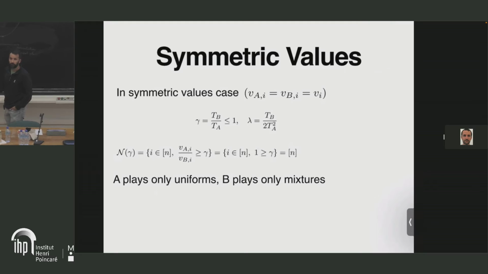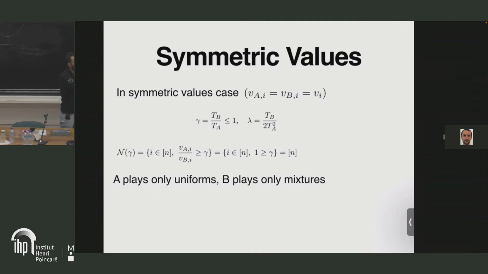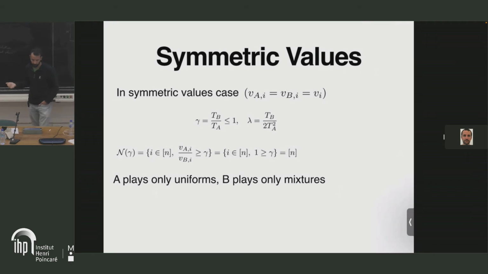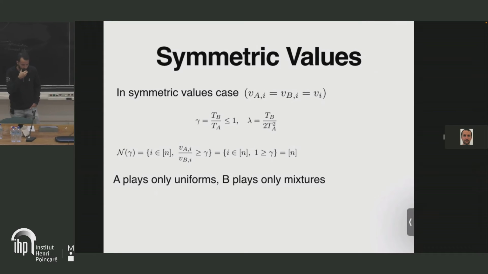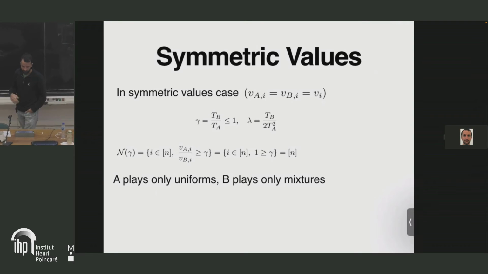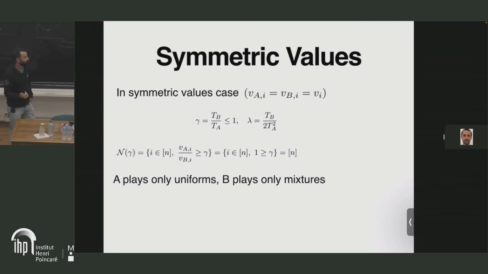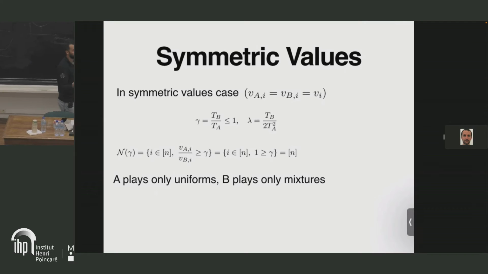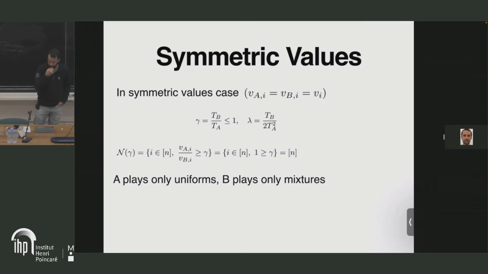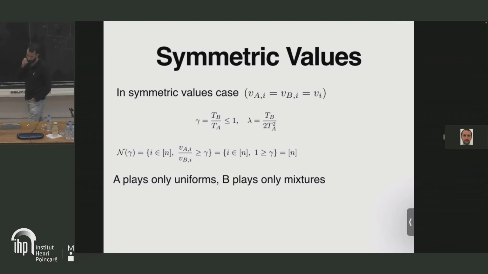So the cases where we're able to find these actual values of lambda and gammas are the cases that I mentioned before. Assume that we have symmetric values. So again, this means that the 2 players value the battlefields the same way. In that case, gamma is just the ratio of the 2 budgets. And in my example, this ratio is less than 1. And then lambda is going to be this other value.